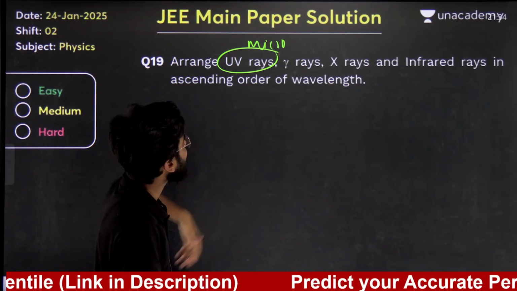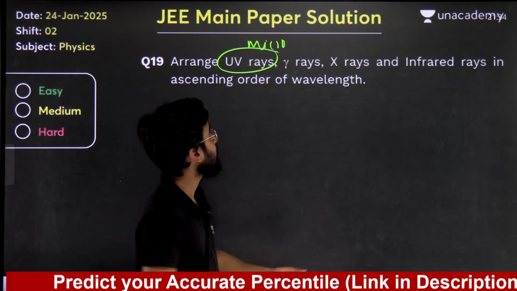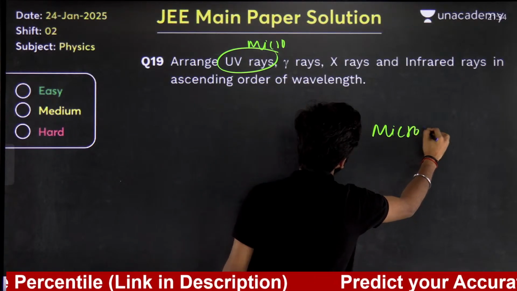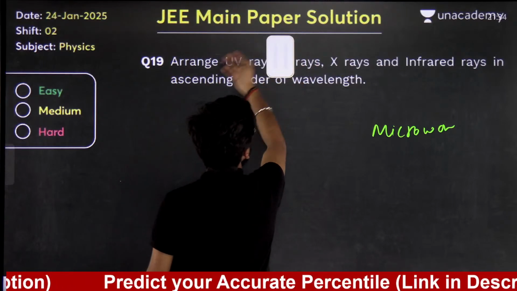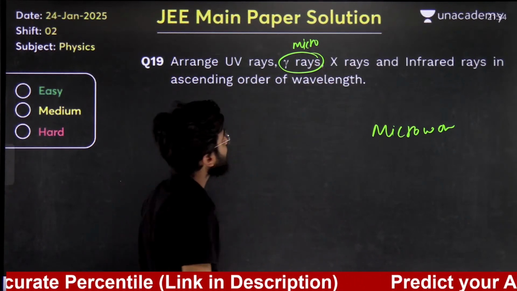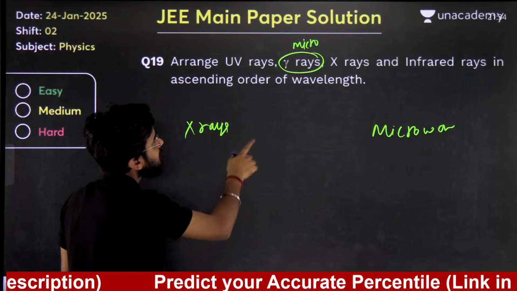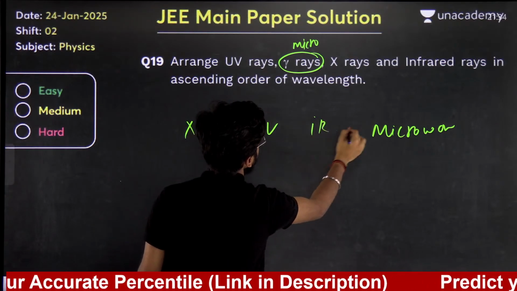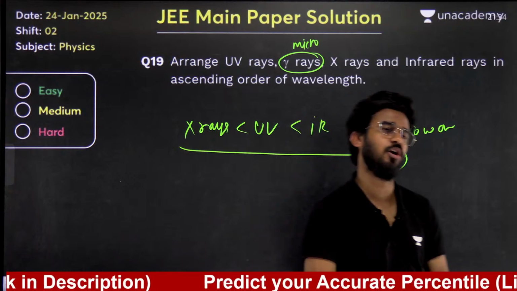So we can simply write, we know that the gamma rays have the minimum wavelength, and the microwave has the maximum wavelength. So we can write microwave here. In place of gamma, it was micro. Then we know that X-rays have the minimum wavelength. Then here comes UV rays. Then here comes infrared. Then micro. So this is the ascending order of the wavelength.